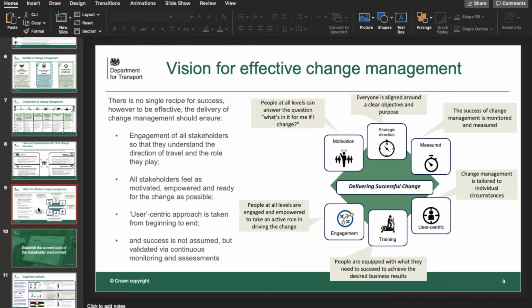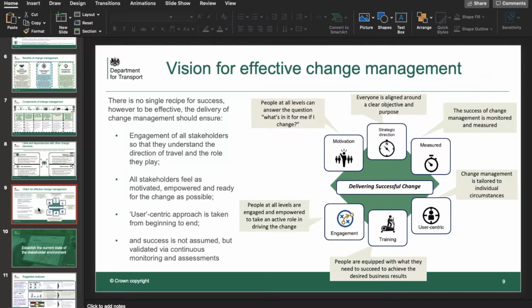When you're creating your vision, I think this slide is really useful because it helps you to achieve 6 key objectives. The first thing you're looking at is motivation. So people at all levels can answer the question, what's in it for me if I change? You also want to look at strategic direction. So is everyone aligned around a clear objective and a purpose? You also want to look at how you can measure your change to determine how successful it was.